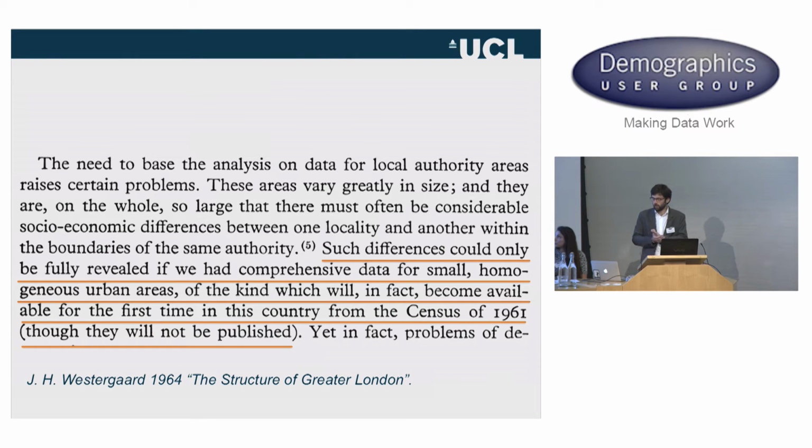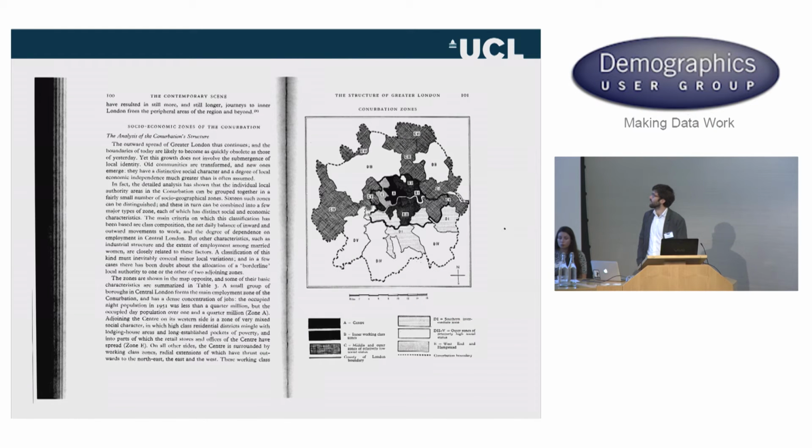So if we look at a book published in 1964, you'll see that they are emphasising, I guess, the value of big data in a way. "Such differences in social composition could only be fully revealed if we had comprehensive data for small, homogeneous urban areas of the kinds which will in fact become available for the first time in the census of 1961." We're still saying that today about conventional output areas and so on. So this guy, Westergaard, actually produced this geodemographic classification of London.